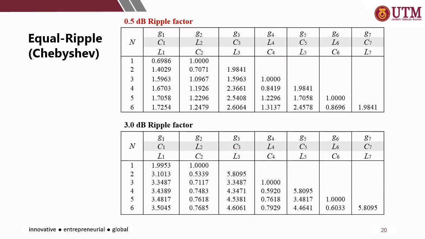Okay, the same goes for when you have to design the equiripple or Chebyshev filter, meaning that you need to first look at the ripple factor. If it is for a 0.5 dB ripple factor, then you refer to this table, otherwise you need to refer to the second one, and then refer to your n. For example, n equal to 6, then get your values. The same configuration applies, whether you want to choose configuration 1, 2 or 3.